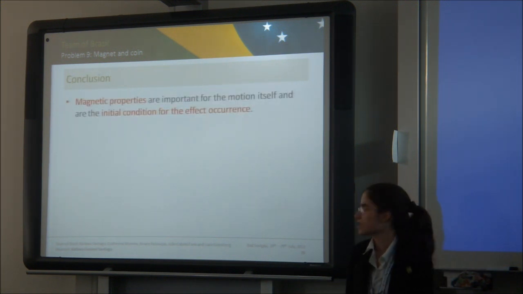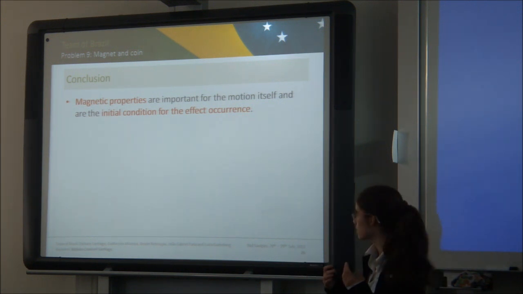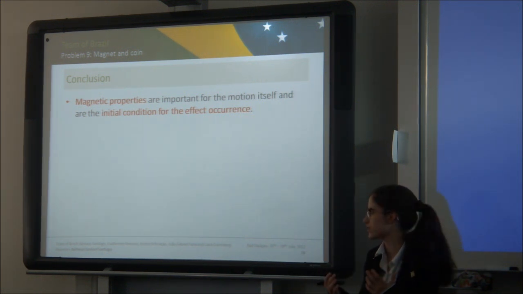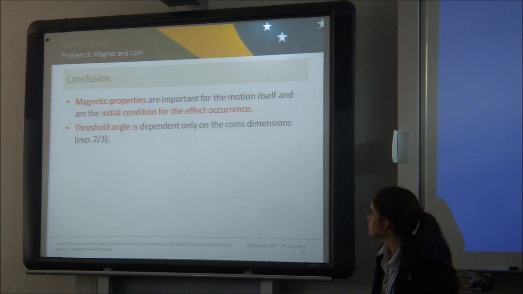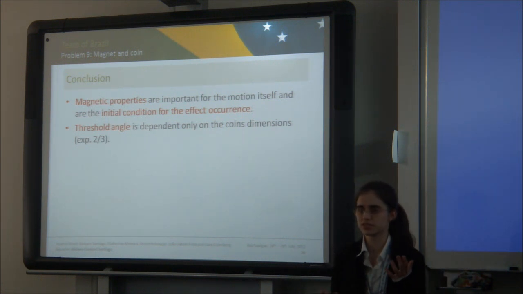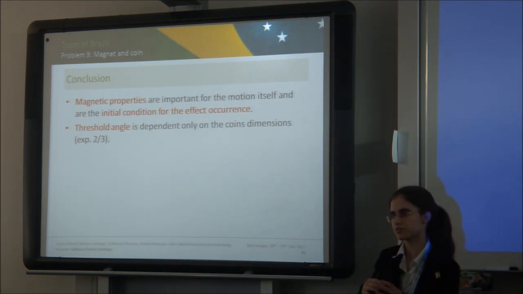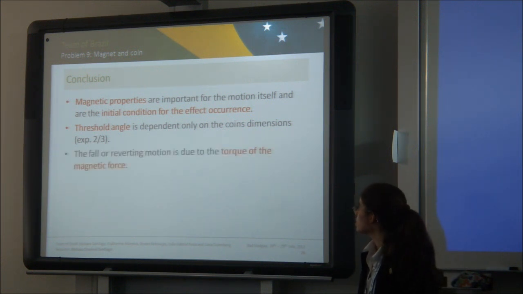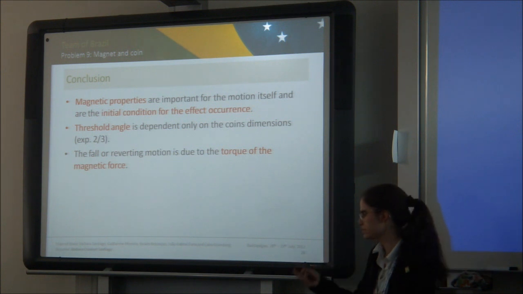In my conclusion, I'd like to say that the magnetic properties are important for the motion of the coin itself. It is the initial condition for the effect to happen, so the magnetic properties are actually important for this magnetization. The threshold angle is dependent only on the coin dimensions by our mathematical model, and our experimental data is evidence that the approximation works. The forward or reverting motion is due to the torques on the thickness of the coin and on the diameter of the coin at both points.